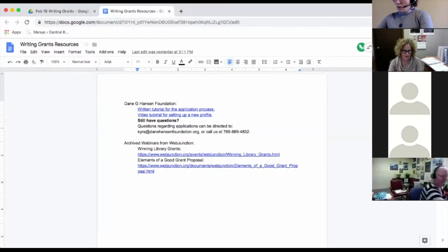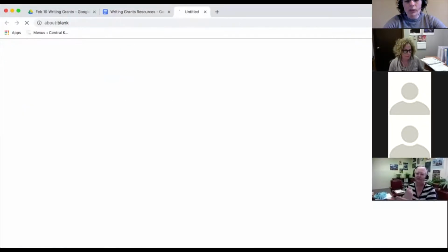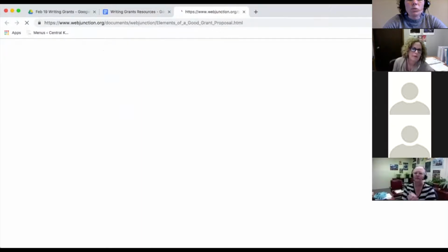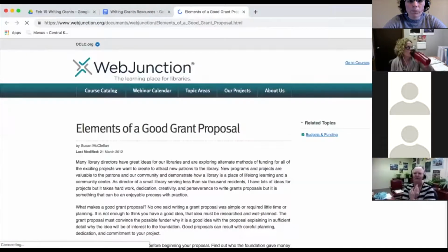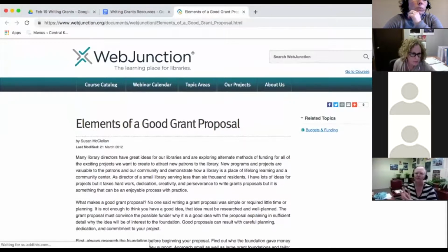Grant writing, all right. So let's see, I think. Elements of a good grant proposal, that's where I want to go, right there. Is it going to load? Yeah, there we go.